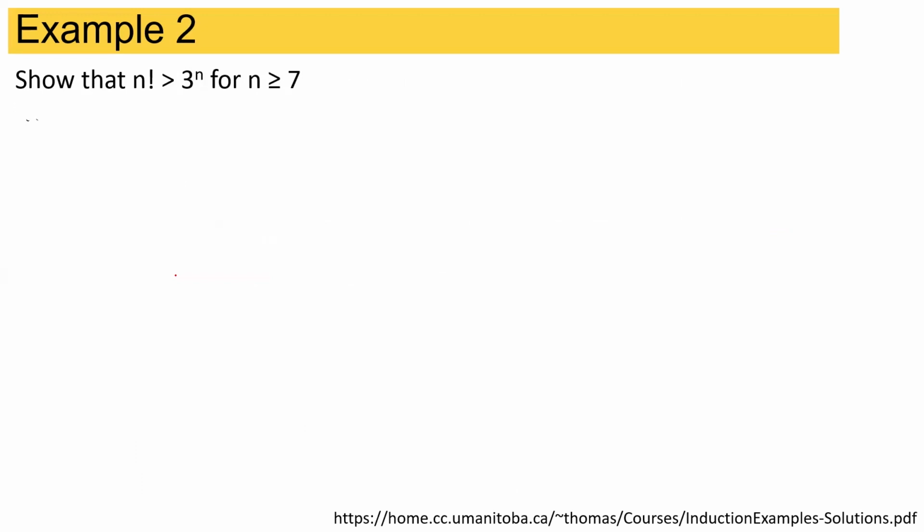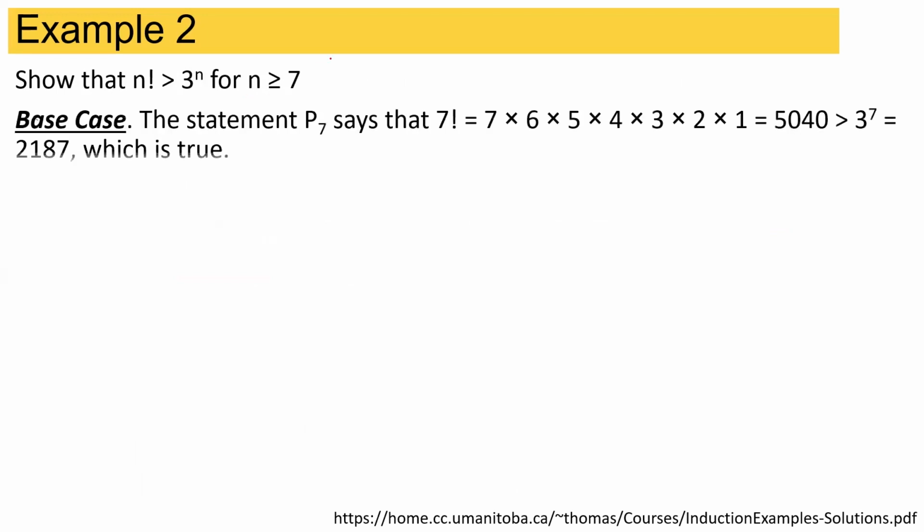n factorial is greater than 3 power n for n greater than or equal to 7. Now here you notice that the base case is n greater than or equal to 7. So what happens in the base case? P7, where n is 7, is 7 factorial, which turns out to be the value 5040, and 3 power 7 is 2187, and so we see that this holds.